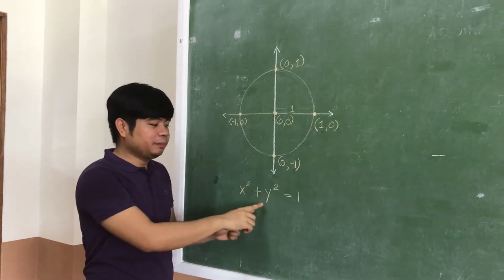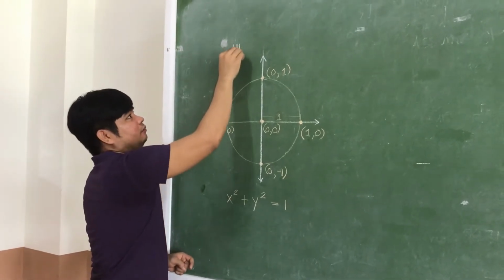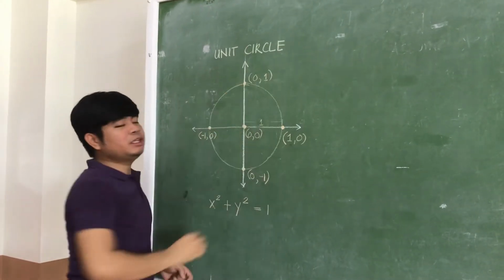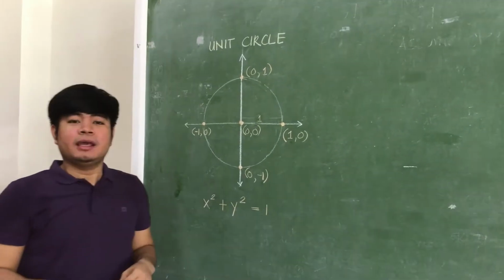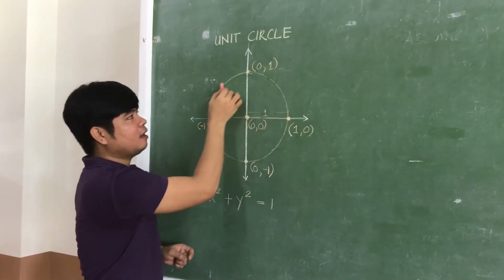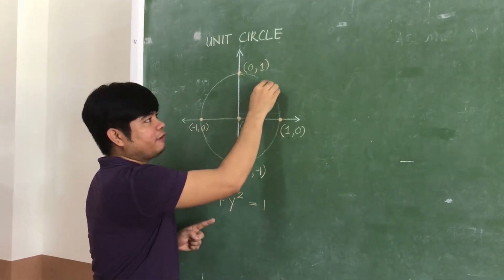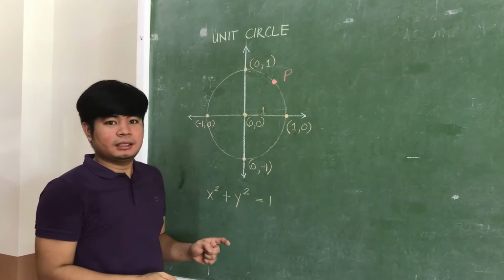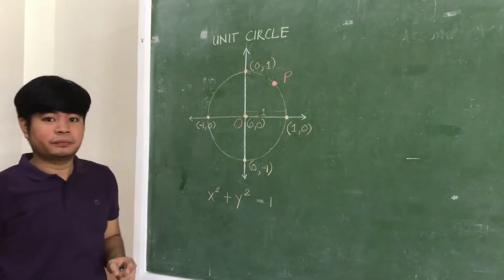The equation x squared plus y squared is equal to 1 illustrates what we call a unit circle. Unit circle is a circle whose radius is equal to 1 unit. And because circle is a collection of points, then I can select any point found on the circle. Okay? If I have a point here found on the circle, I name this point as point P. And the center of the circle, I will name it as point O.